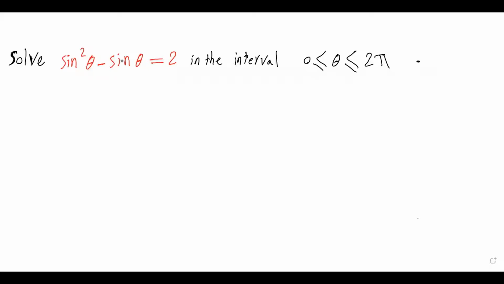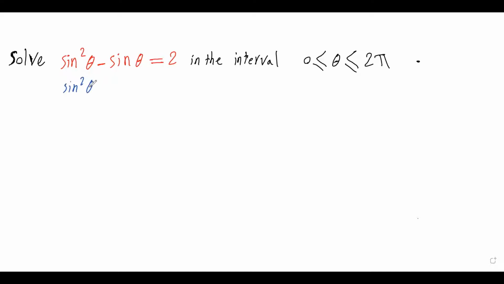Hi everyone, in this video I'm going to show you how to solve trig equations in the form of a quadratic. So here is the question. Solve sine squared theta minus sine theta equals 2 in the interval 0 and 2 pi. So whenever you want to solve an equation, that means we have to set the equation equal to 0. So let's do that.